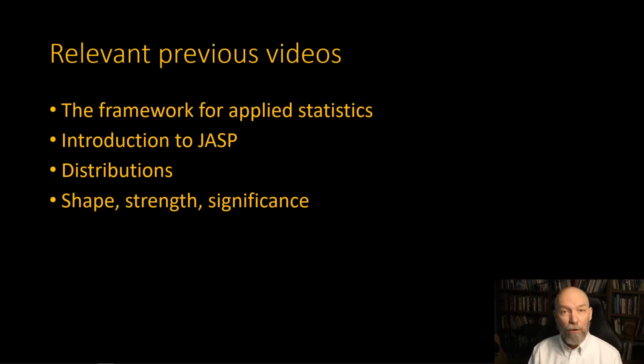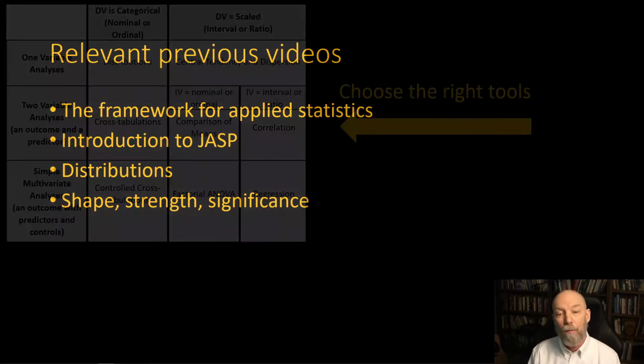You might watch the shape, strength, and significance video, which basically says if you're moving to bivariate analysis, what does it mean to talk about the shape of the patterns, the strength of the patterns, and statistical significance of the patterns. And I'm simply going to carry on assuming you know that in this video. So those 4 videos that have preceded this one, I'm assuming you've watched them and you have a basic understanding of them when you move into this one.